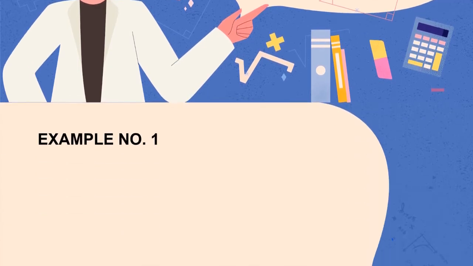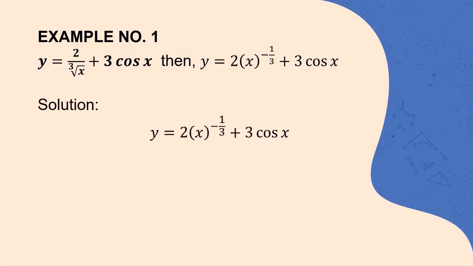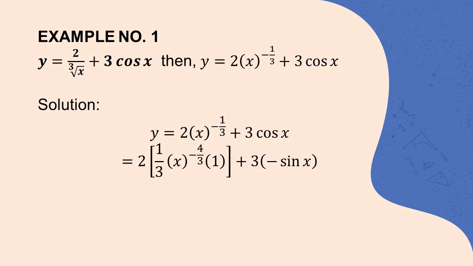So, here we go. Example number 1, we have y equals 2 all over the cube root of x plus 3 cosine x. Then we can rewrite it into y equals 2 times x raised to the power of negative 1/3 plus 3 cosine x. For the solution, we have 2 multiplied by 1/3 x raised to negative 4/3, and the derivative of x is 1, plus 3 multiplied by negative sine x.